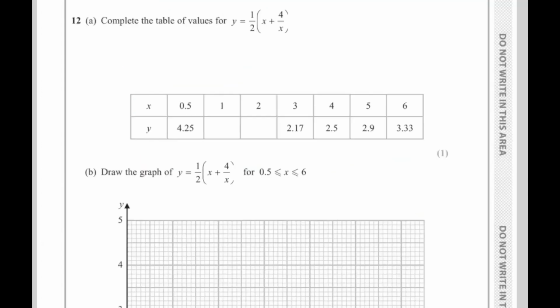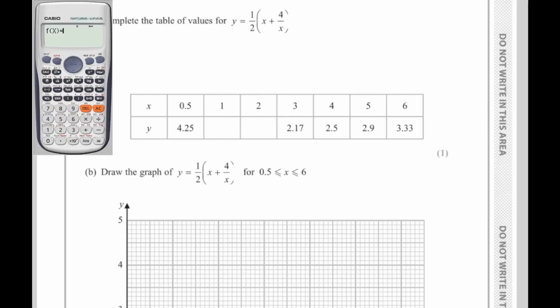Question 12, graphs. Complete the table of values for y equals half times x plus 4 over x. So we need to fill in the blanks of this table. For doing that, you can use the calculator. Let's take out the calculator and input this equation. How do we input the equation into the calculator? You need to get the table format. Table format is mode 7.